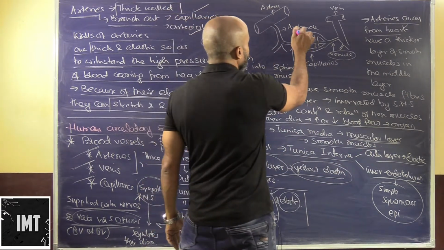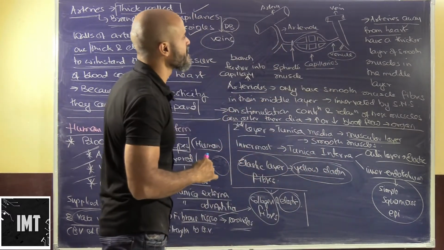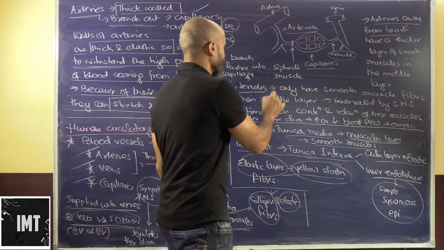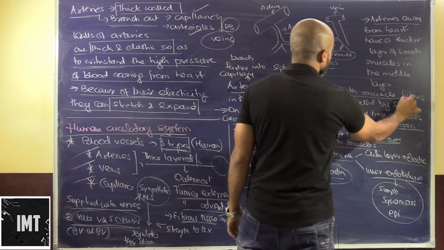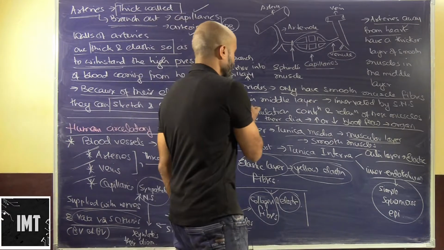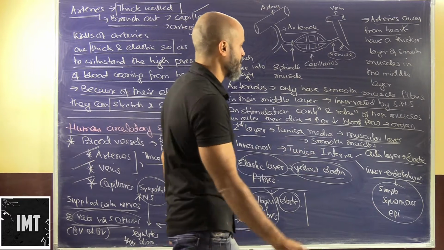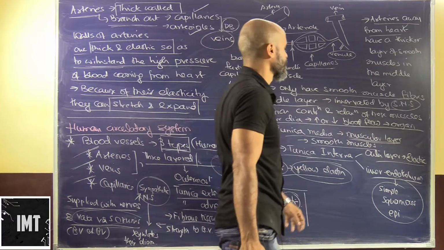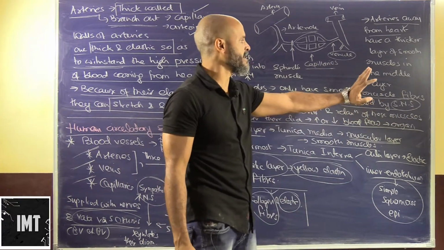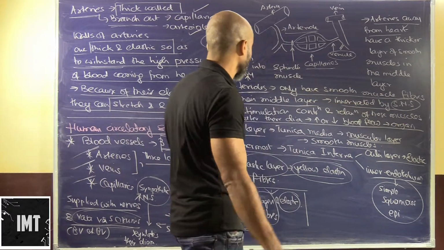So we have the artery, the arteriole, and then the capillaries. Arteries carry blood away from the heart. What are arterioles? They have smooth muscle fibers in their middle layer, and these smooth muscle fibers are innervated by the sympathetic nervous system.